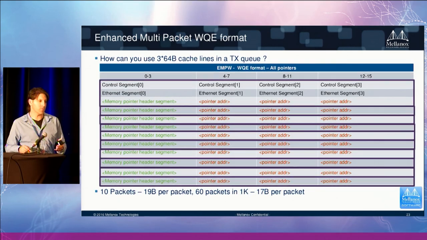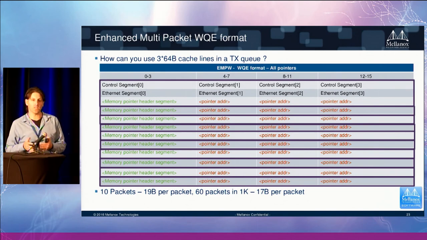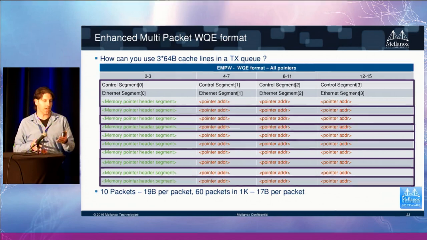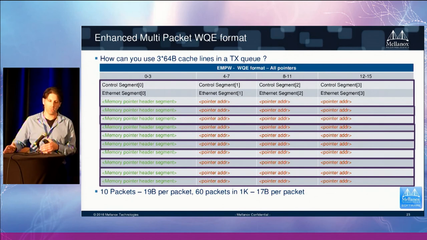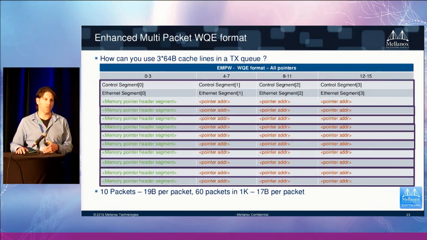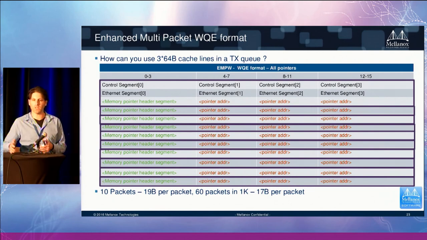And this is an example of the same three cache lines we saw before, but this time the same three cache lines can contain 10 packets. So the average overhead per packet, instead of 64 bytes, goes down to 19 bytes with 10 packets. And if you go all the way, you can get up to 17 bytes per packet if you do 60 packets per burst. Of course, that depends on the length of the burst that the software is pushing.